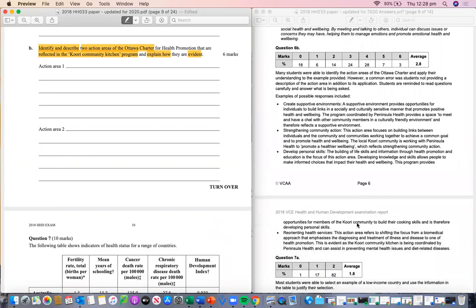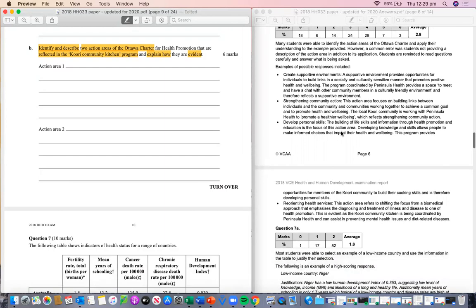Many students were able to identify the action areas of the Ottawa Charter and apply their understanding to the example provided. However, a common error was students not providing a description of the action area in addition to its application. Students are reminded to read questions carefully and answer what is being asked. As you can see here, average mark was 2.8, and the majority of people fell between that 3 and 4 barrier, without achieving the full 6 marks.